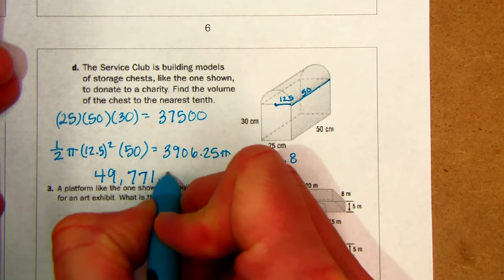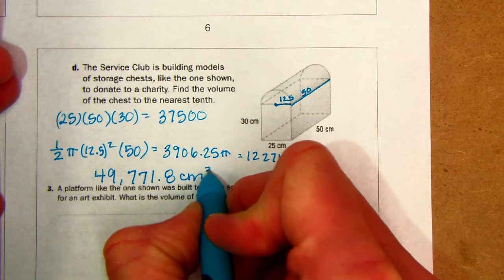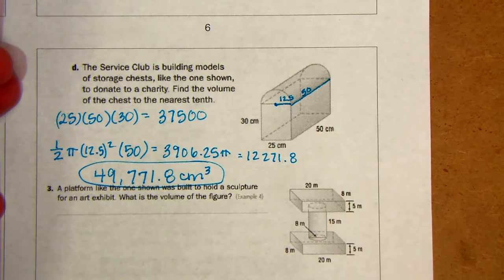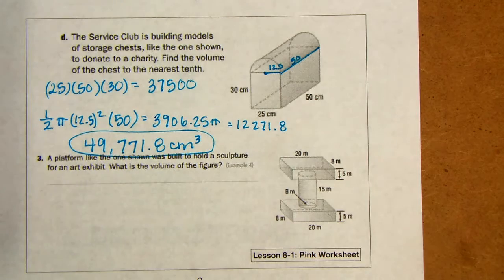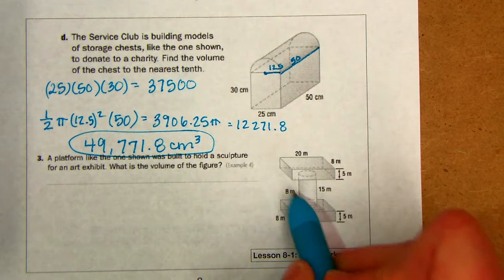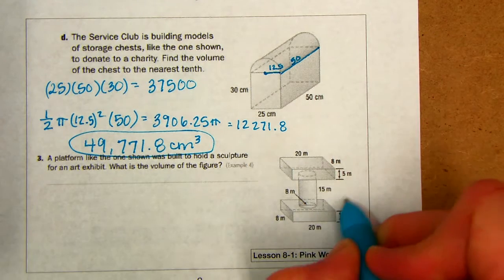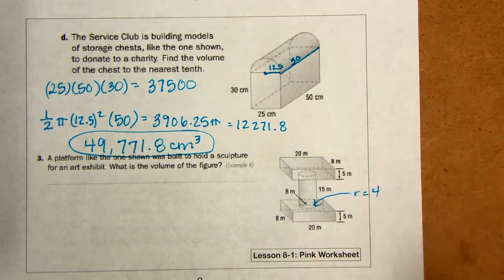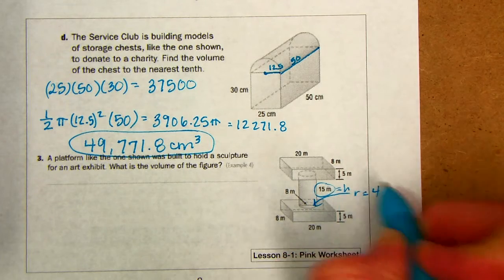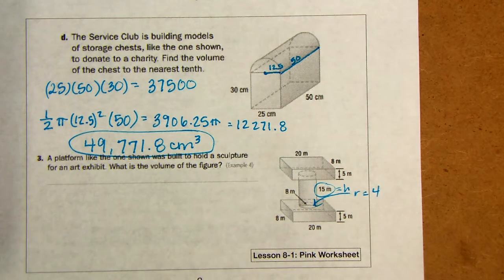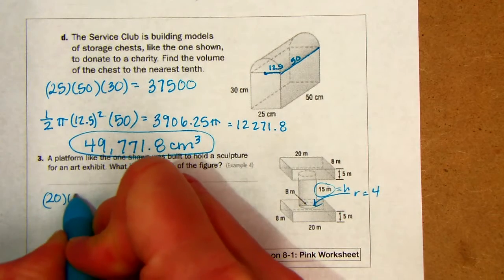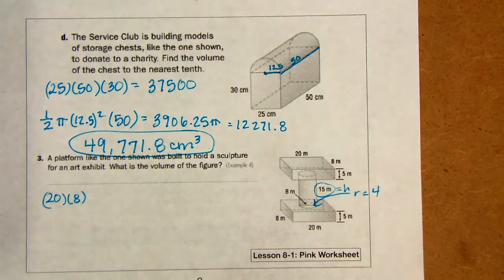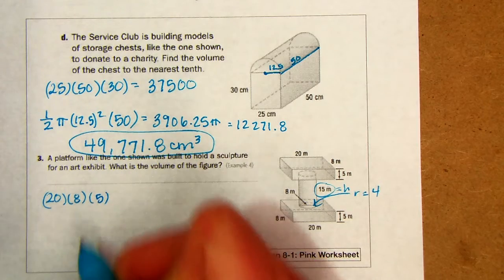Take a look at this last one, getting through this. We have two rectangular prisms, two boxes, and a little cylinder in the middle. And notice it gives us the diameter, so our radius is going to be 4. Our height is 15. Okay, now check this out. I'm going to take 20 times 8, because that's the area of the base, times the height, which is 5. Now that's one box, but they're both the exact same size, so I'm going to take that times 2. So 20 times 8 times 5 times 2.